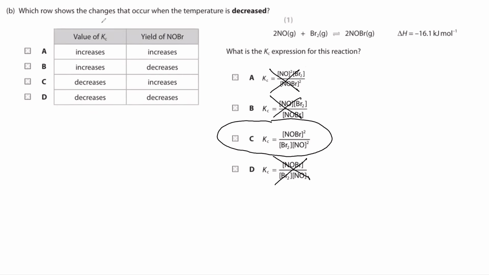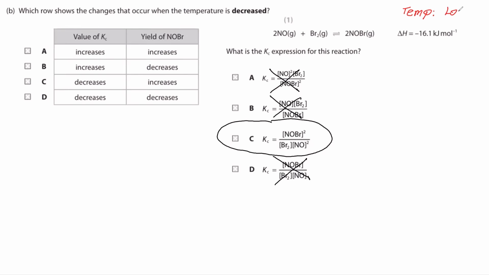Which row shows the change that occurs when the temperature is decreased? Okay, temperature is decreased. Now we have to recall a little bit of our AS level knowledge also. So this is an equilibrium, a reversible reaction. This reaction is in equilibrium. Now we are decreasing the temperature. Temperature is outside, temperature is low.